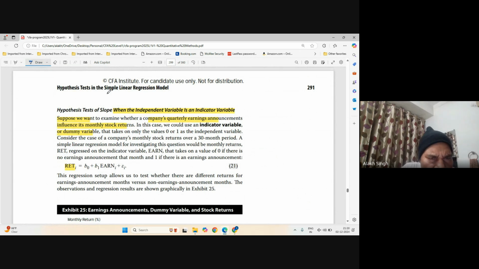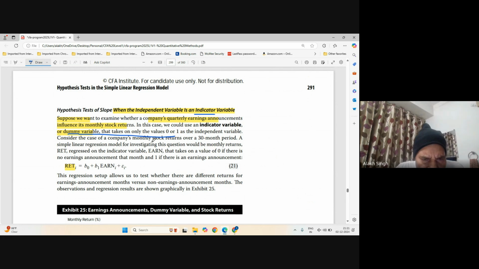Hypothesis test of slope when the independent variable is an indicator variable. Indicator variable means qualitative, like mid size, large size, small size. These are qualitative variables. Here earning is the independent variable and return is the dependent variable. It is also called a dummy variable. Qualitative variables are called dummy variables too, and they take the value 0 or 1 only.